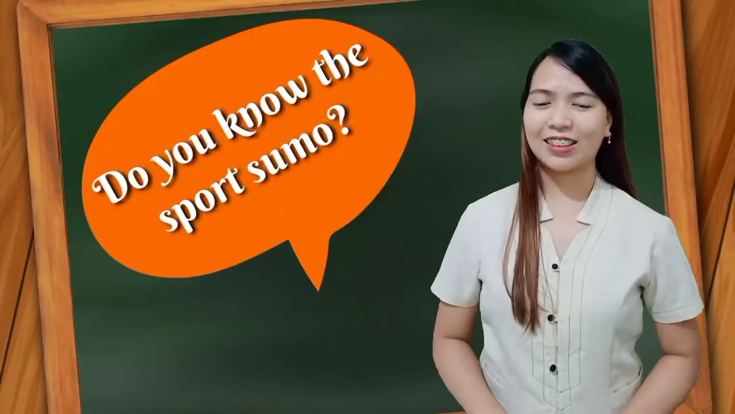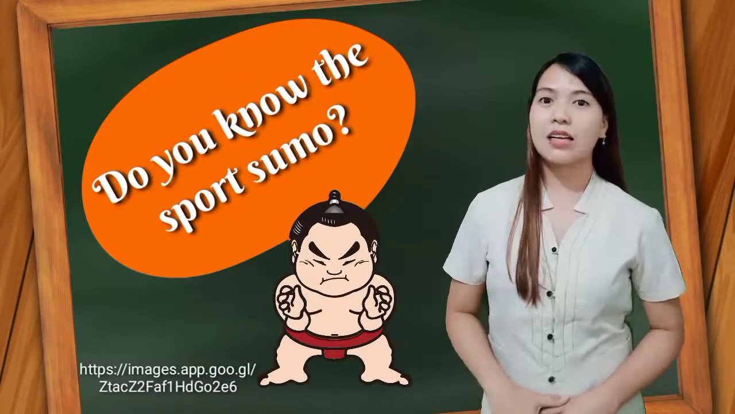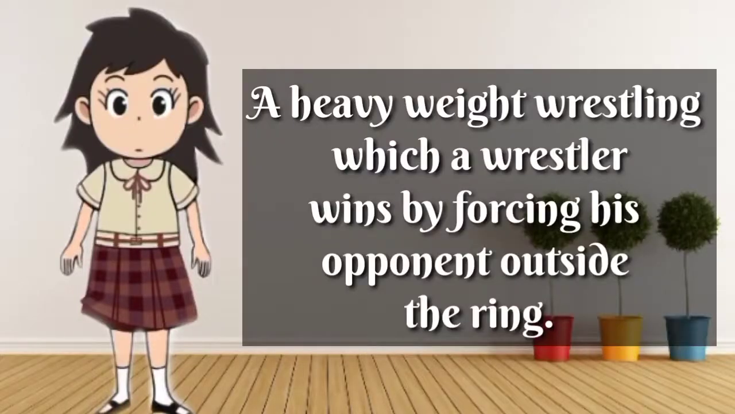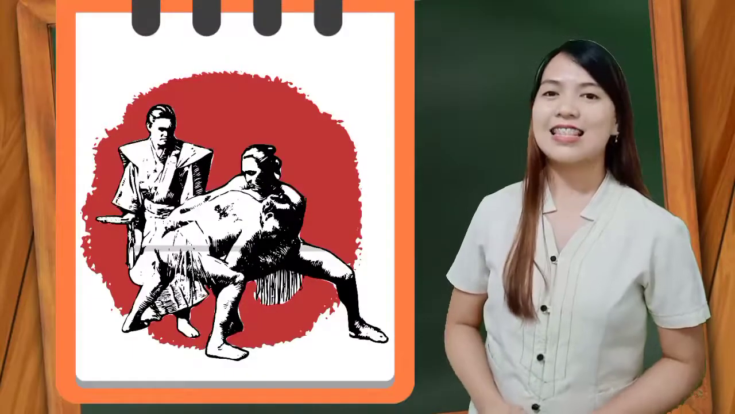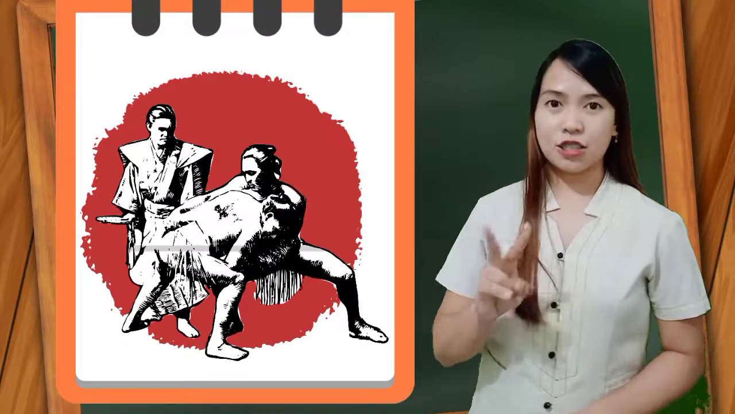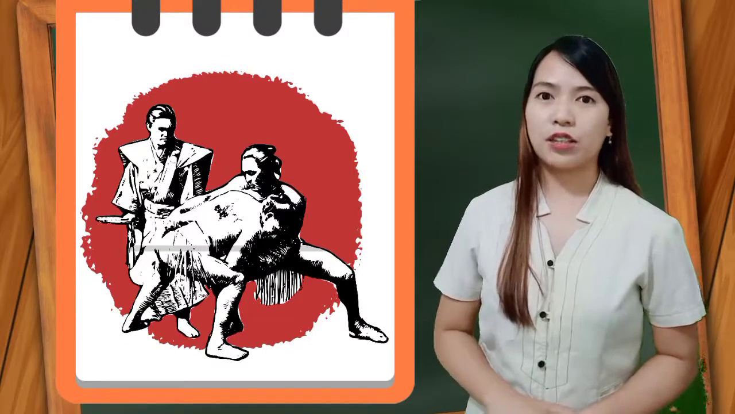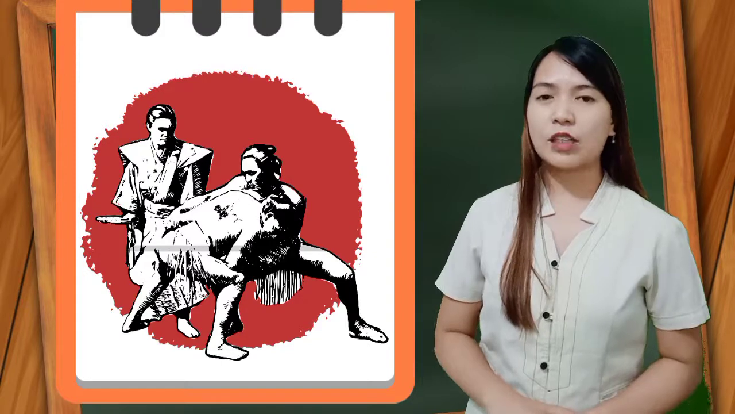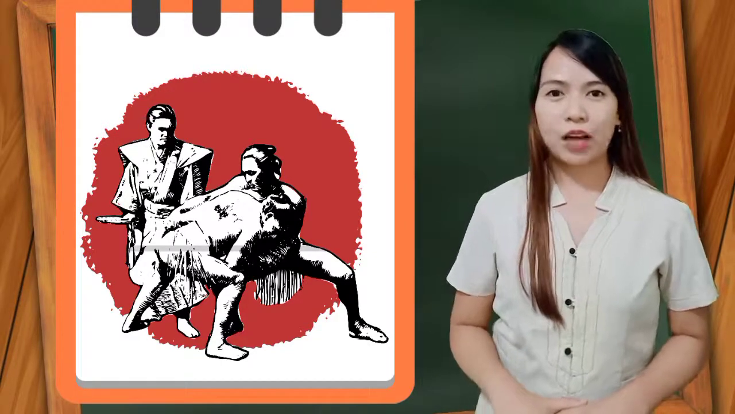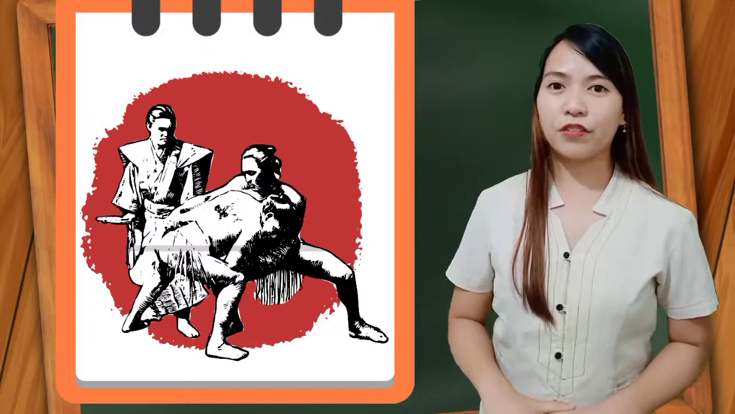Correct. Do you know the sport sumo? Yes, ma'am. This is a heavyweight wrestling where the wrestler wins by forcing his opponent outside a circle. Yes. This is a Japanese full contact sport. Two wrestlers attempt to overpower each other with the aim of getting their competitor out of the ring, or for any part to touch the ground other than the soles of their feet.